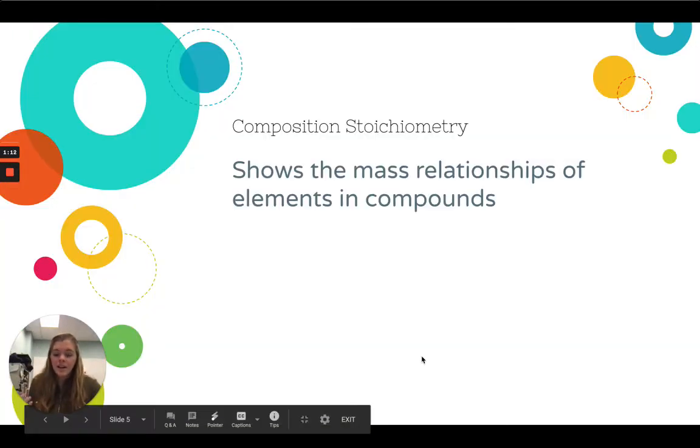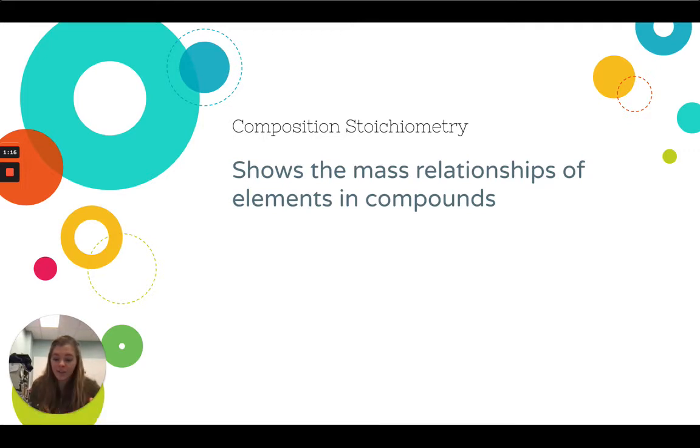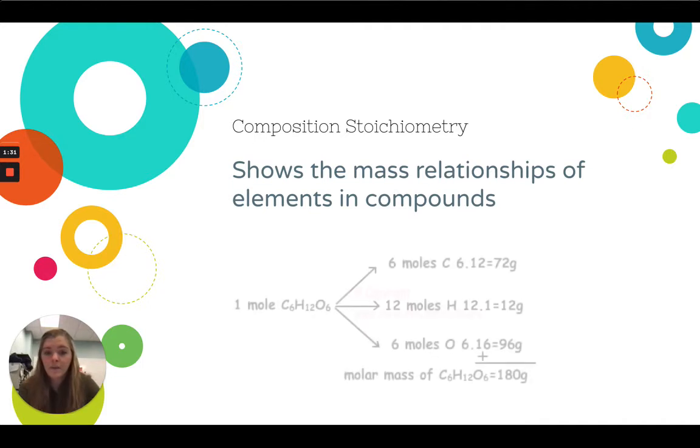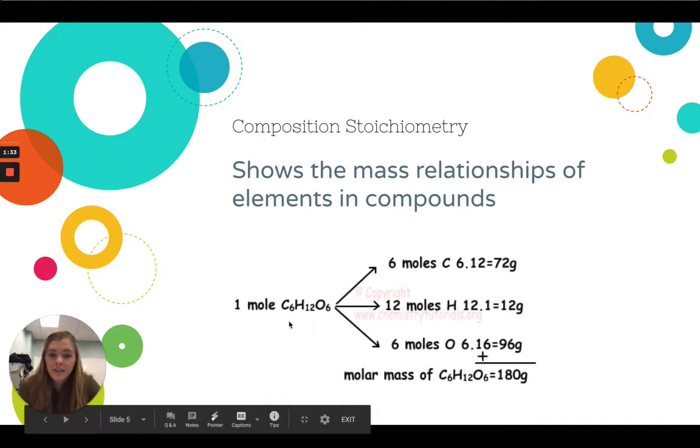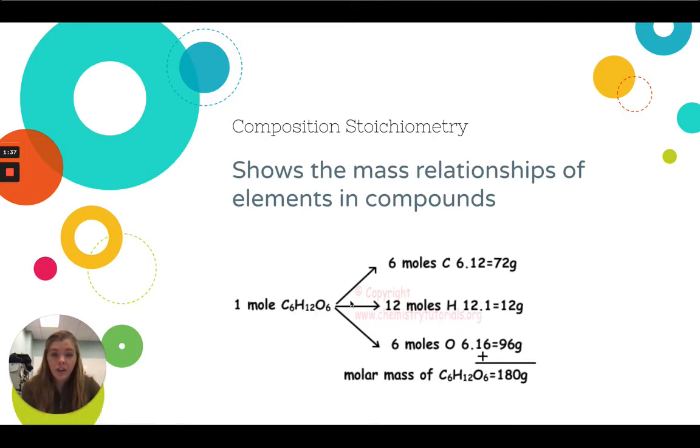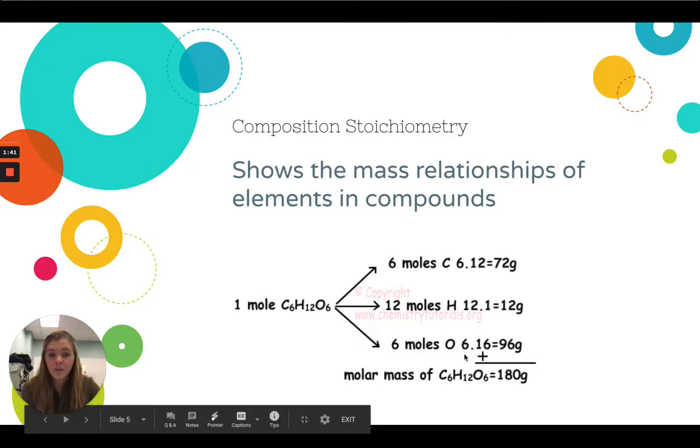So, stoichiometry. I know it's a crazy sounding word, and there's two different types of stoichiometry. The first is composition stoichiometry, and this shows the mass relationships of elements in compounds. Okay, so it's showing the relationship of mass, and remember that mass means weight, and we measure mass in grams. So for instance, it's basically showing that 1 mole of C6H12O6, so sugar, is 6 moles of carbon, 12 moles of hydrogen, and 6 moles of oxygen.